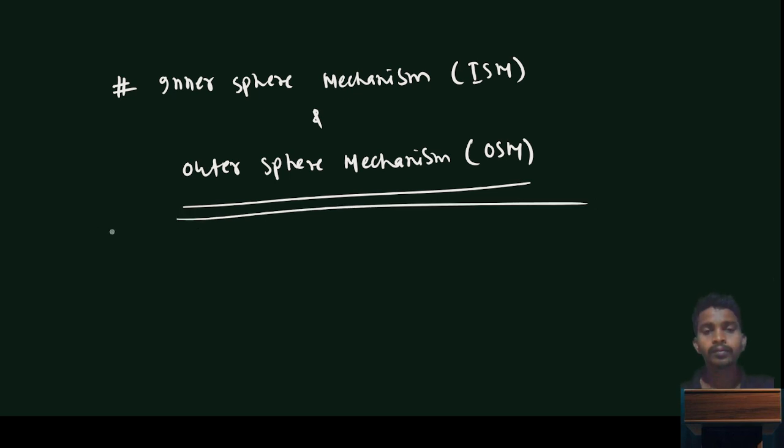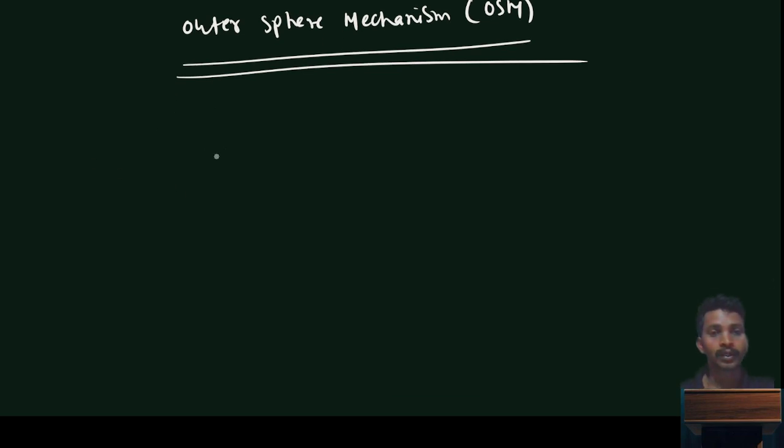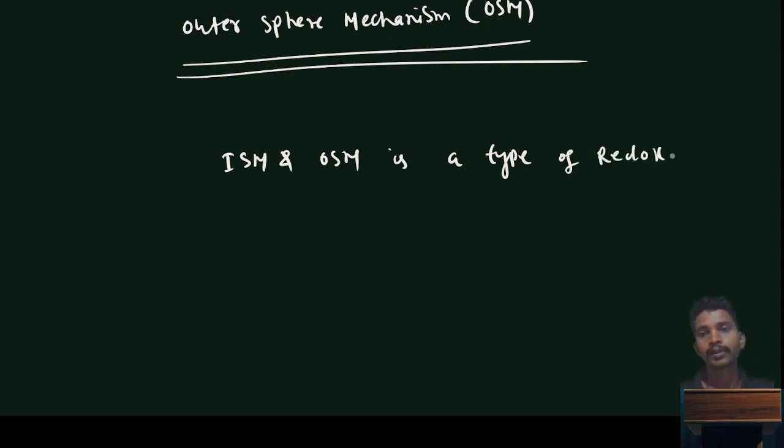Okay, so this inner sphere mechanism and outer sphere mechanism is a type of redox reaction. Actually, inner sphere mechanism and outer sphere mechanism is one type of redox reactions where both oxidation and reduction will occur. So we know that redox reactions mean where both oxidations and reductions will occur.